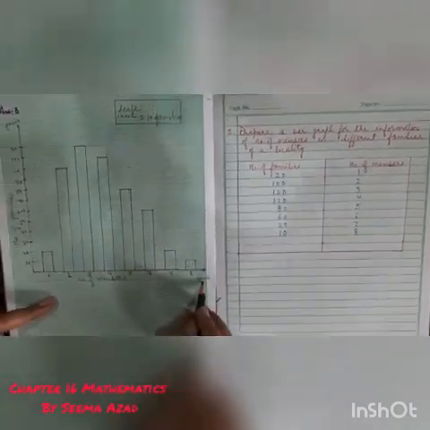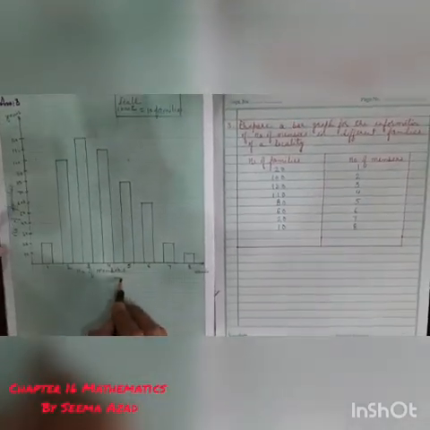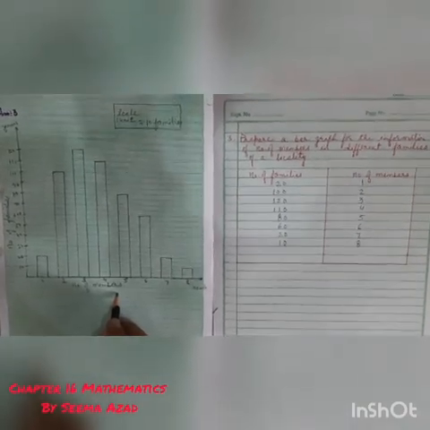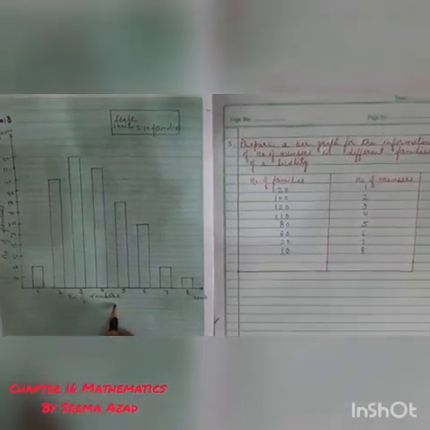Here the x-axis represents the number of members and the y-axis represents the number of families.